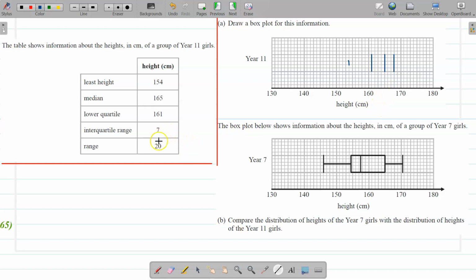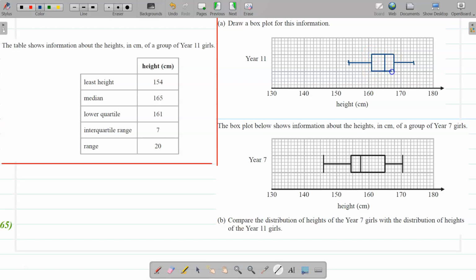And then we have the range is 20. Well, if we started at 154, that means we must finish at 174, which is here. So you can see it's going to be a very small, narrow box, but it fits all the criteria given. So we just need to now put the horizontal lines in. So there to there, there to there, and we just need to do the top and bottom of the box.